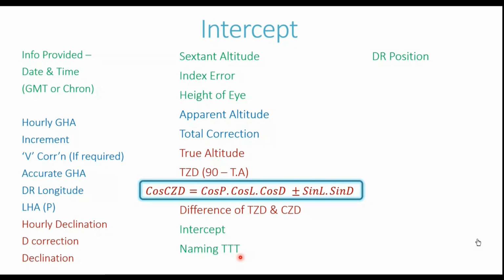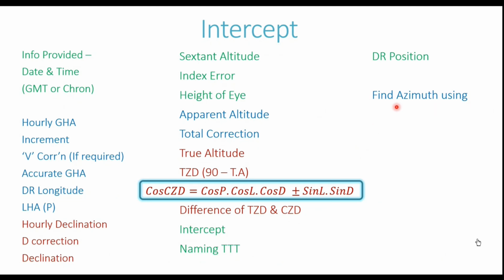Once we obtain the intercept, the next step in the calculation is to obtain the direction of the position line. As we know, in celestial navigation, the direction of the PL is always perpendicular to the azimuth of the body. So in the next step we find the azimuth of the body.